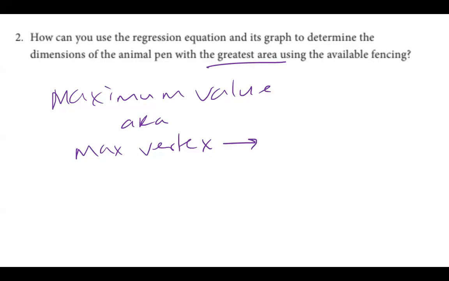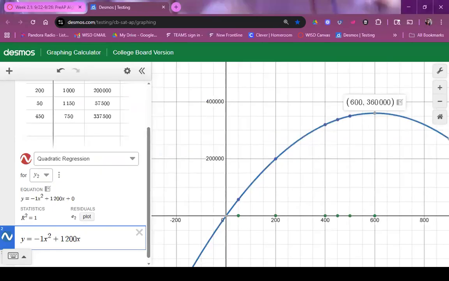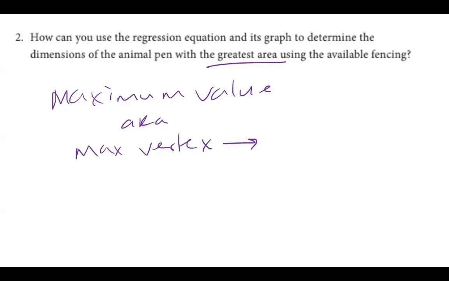Let's go look. So we go back to our graph and we come over here and it says that our max vertex is at 600, right? So if I have a 600 by 600, I'm going to get what? 360,000. That is the biggest I can make it. So our max vertex is at 600, 360,000.